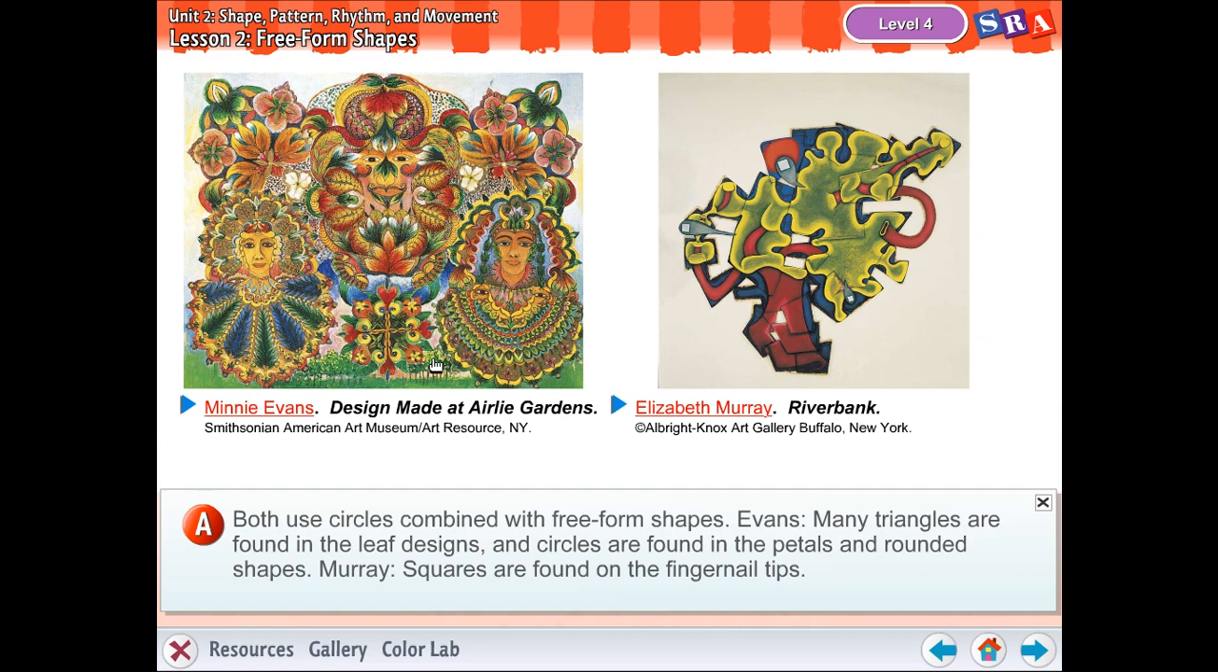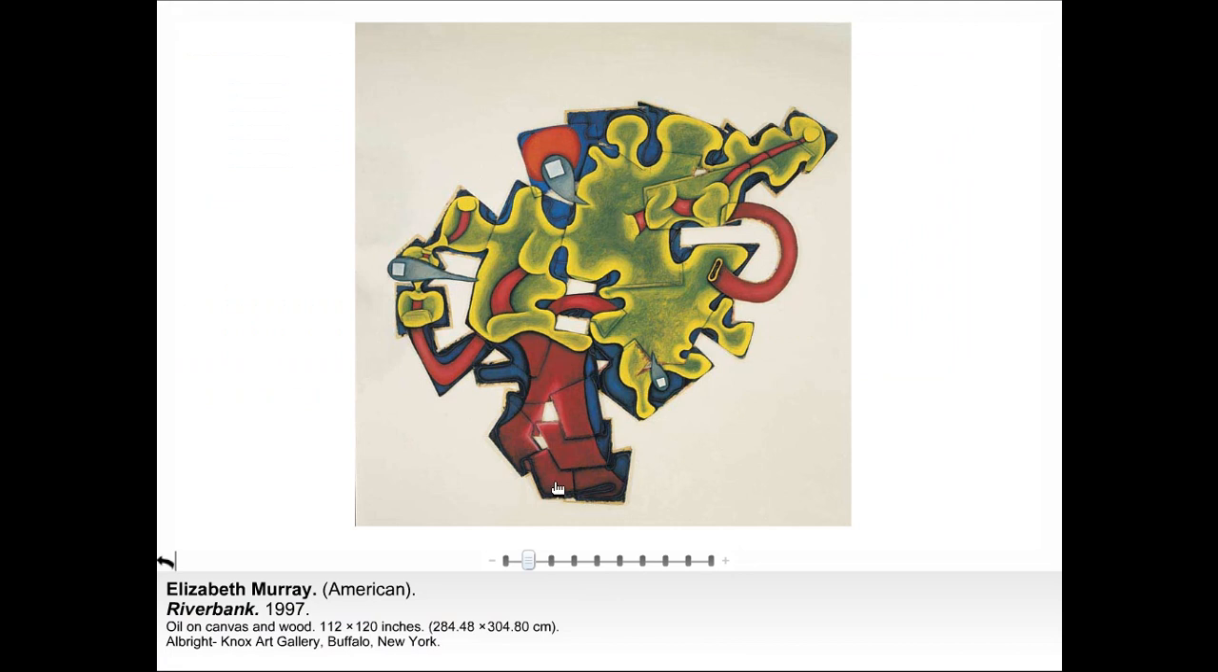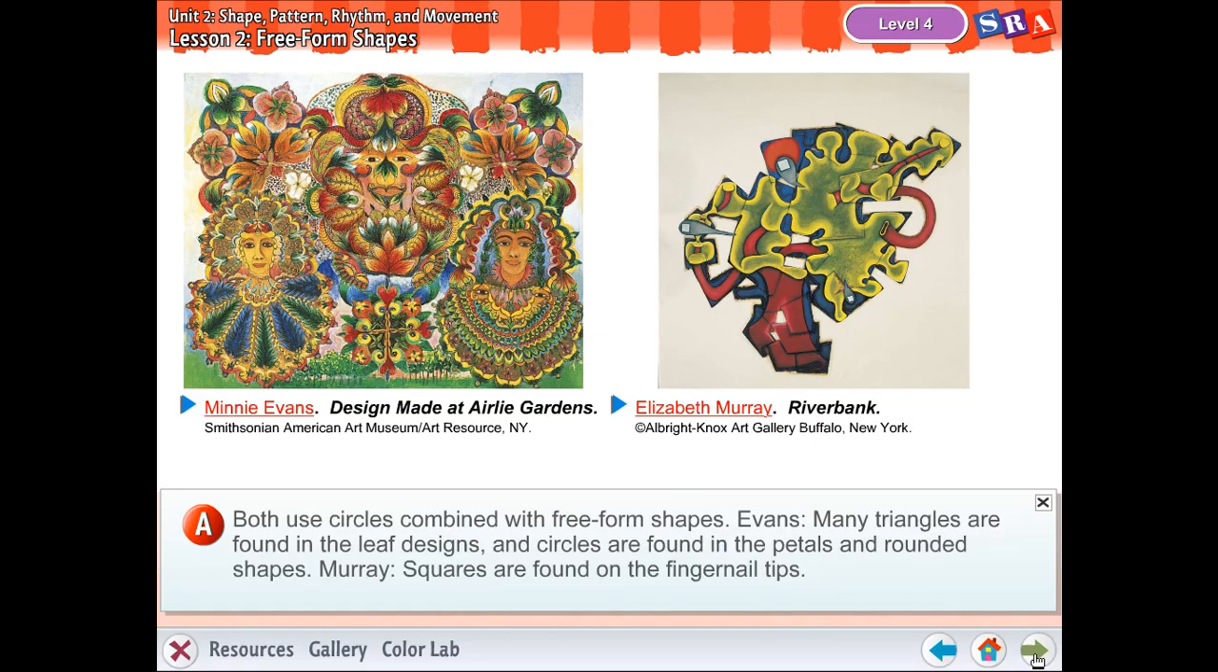It says many triangles are found in the leaf designs. Triangles in the leaf design. See, like the triangles right here, with lots of freeform shapes. And then circles are found in the petals and rounded shapes. And in Murray's picture, shapes are found on the fingernail tips. Fingernail tips? What fingernails? Let's go back and look. Oh, I guess these are fingernail tips. So that's what she calls them? Okay, whatever they are, I guess this is what she's talking about, like fingernail shapes. And the squares are found on the fingernail shapes. Yep, that's exactly what we said.